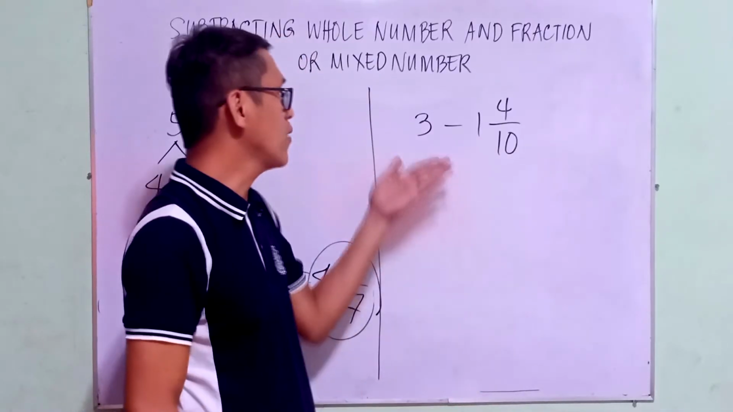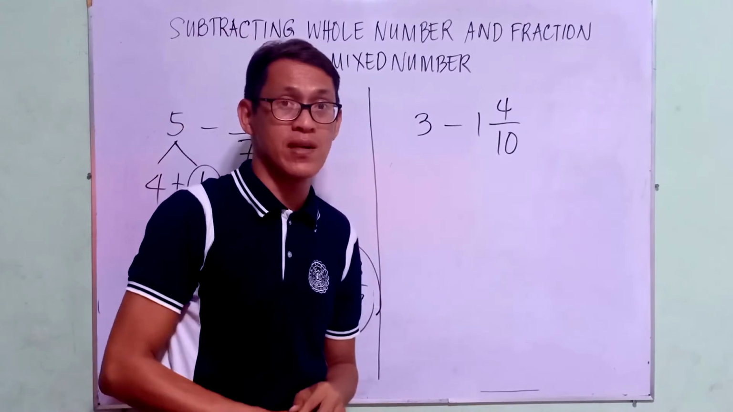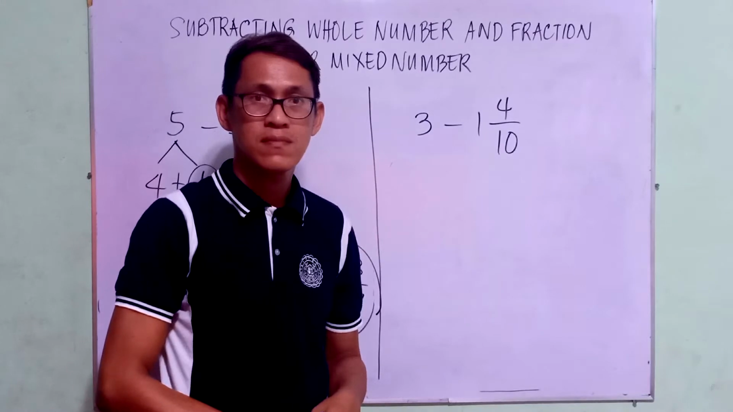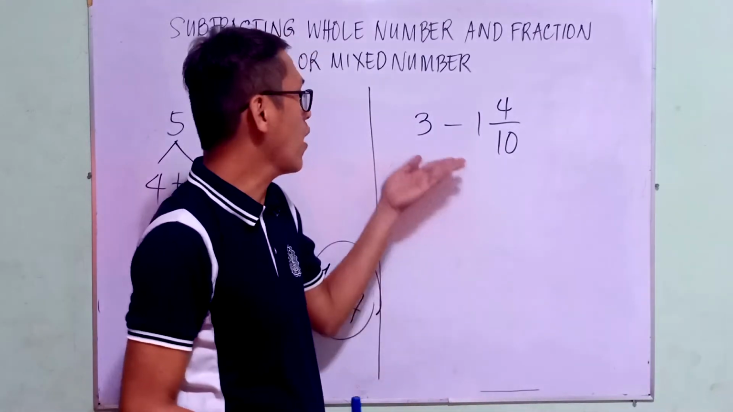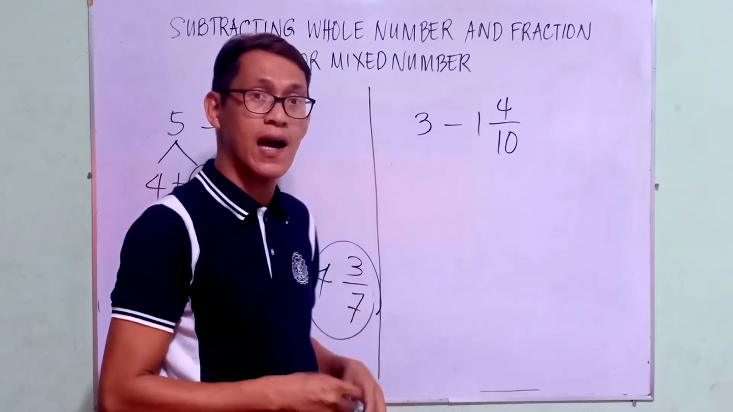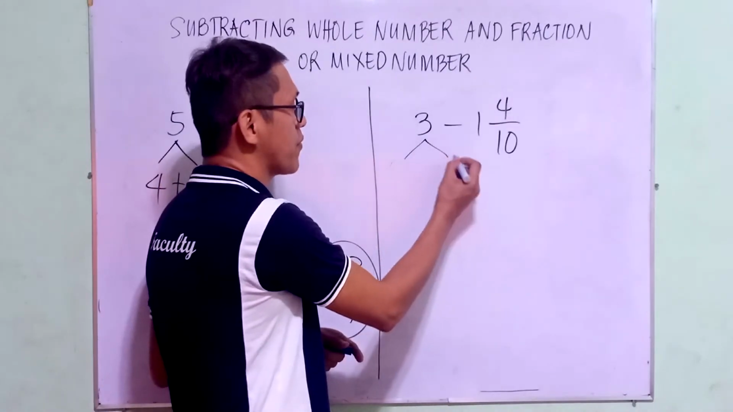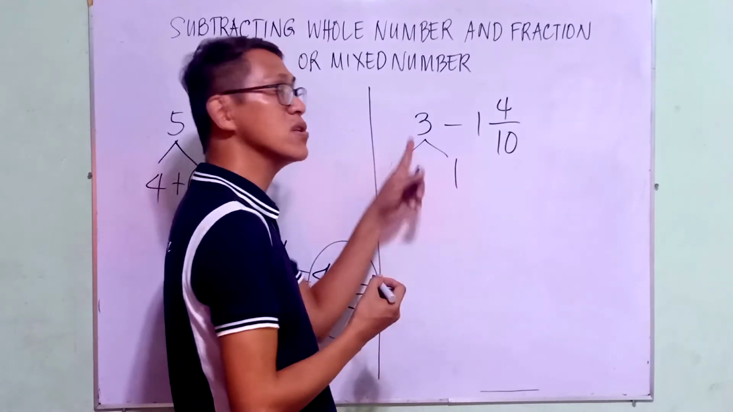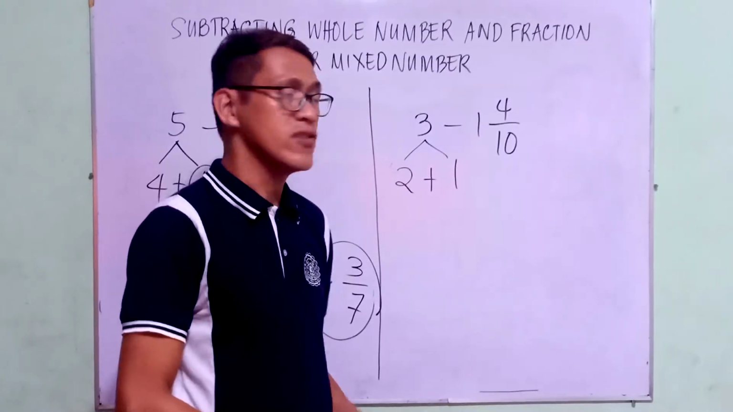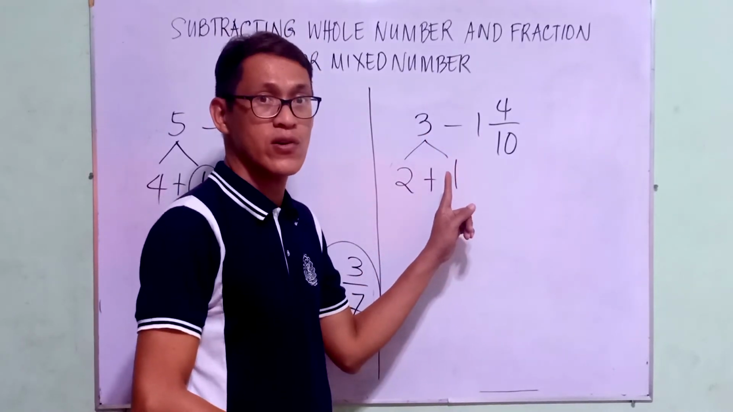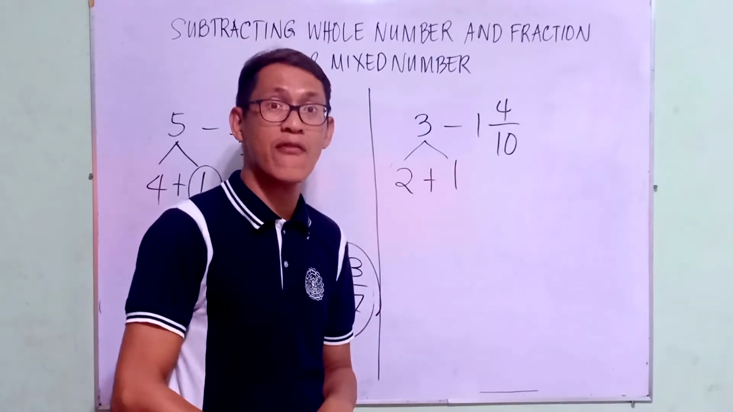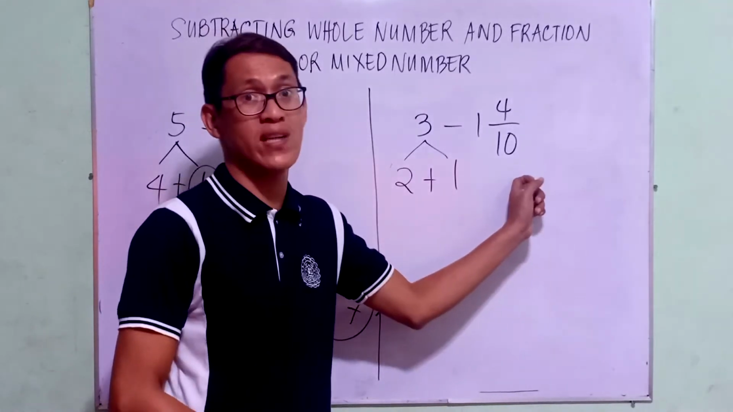Now let's subtract a whole number and a mixed number. So how will you do that? Can I subtract 3 minus 1? No, you cannot. Okay? All you have to do is borrow 1 from 3. If you borrow 1 from 3, that becomes 2, right? So it's 2 plus 1. So you split 3 into 1 plus 2, and then change 1 to a fraction that is similar to 4/10.